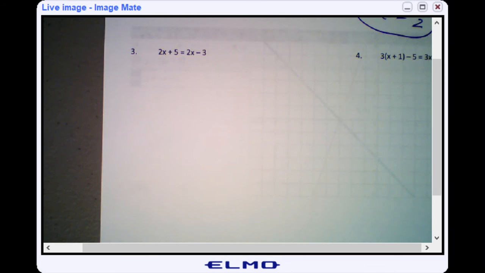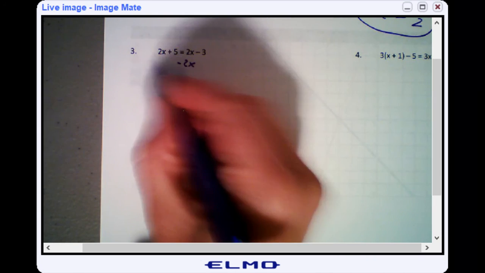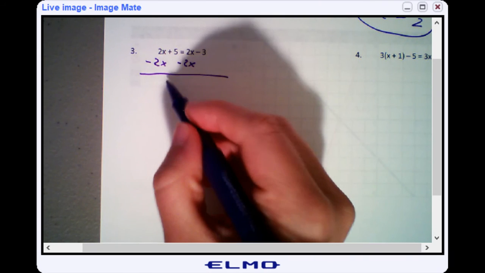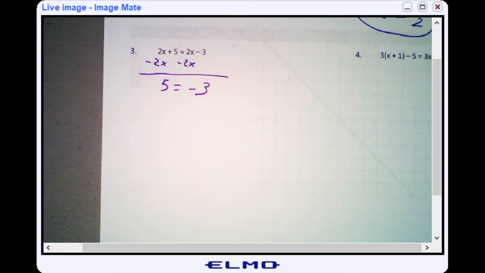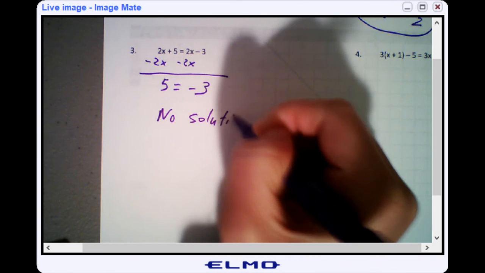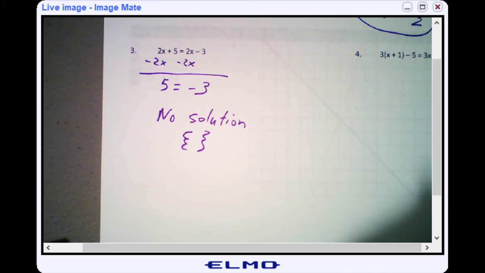For problem 3, I have 2x plus 5 equals 2x minus 3. So if I want to get my x's on the left, I'm going to subtract 2x from both sides. That's going to give me 0. So I have no x's, and I'm going to end up with 5 equals negative 3. We've talked about before that if you have all your x's go away and you have two numbers that are not the same, then that means there is no solution. There is no value that we can plug in for x that will make my two sides equal.